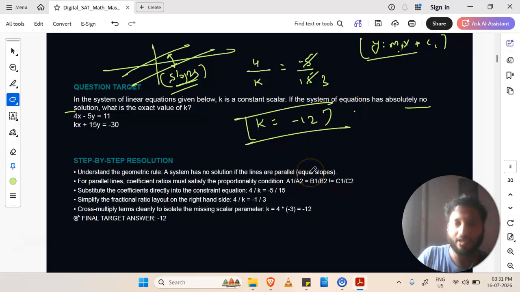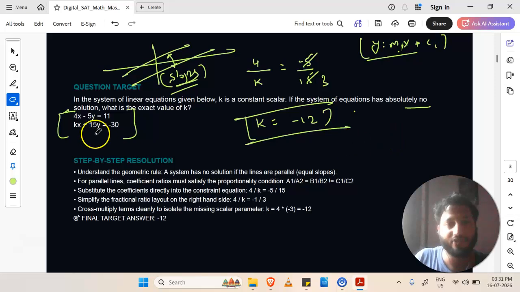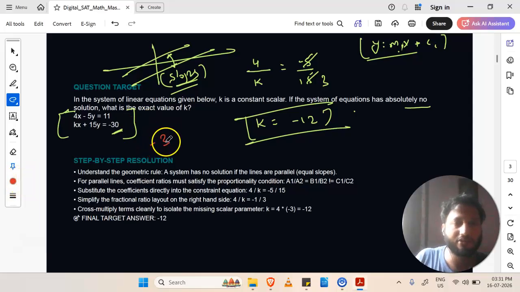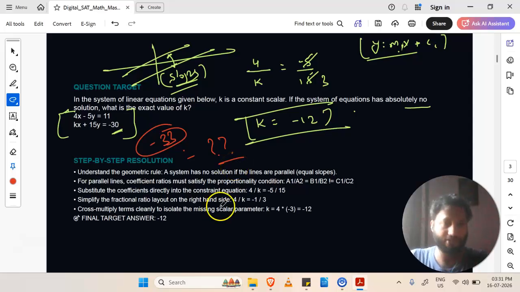Correct. Okay. Now here's the homework for you. Solve the same. What would they represent if this constant here was not minus 30 and instead of minus 30 this particular value was minus 33? Come on, answer and comment.